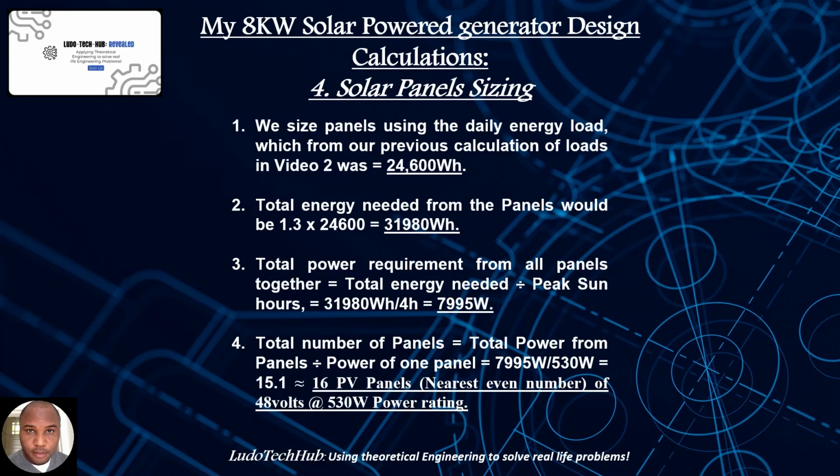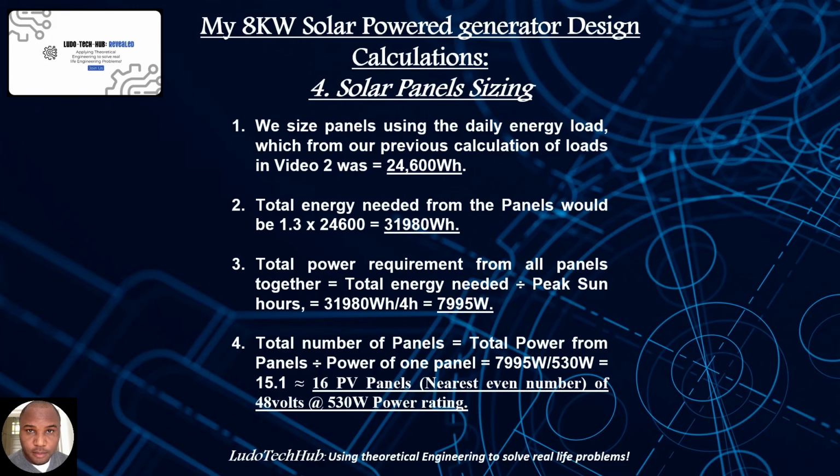When we have that from step 2, we move on to step 3, which is the total power requirement from all panels together. That requirement is the total energy needed, which we calculated in step 2, divided by the peak sun hour. The peak sun hour is a factor of your location. Where I am located, the peak sun hour is around 4 hours. Normally, peak sun hours range between 3 and 5.